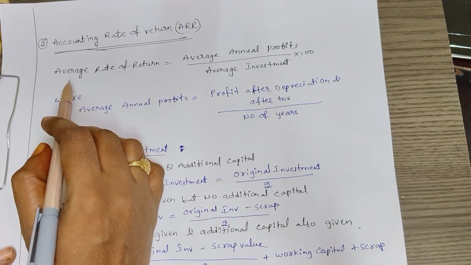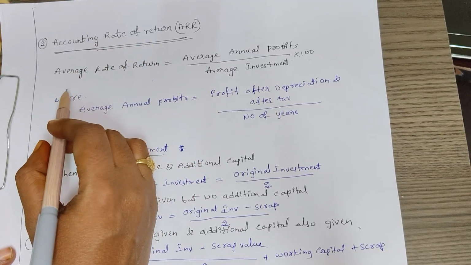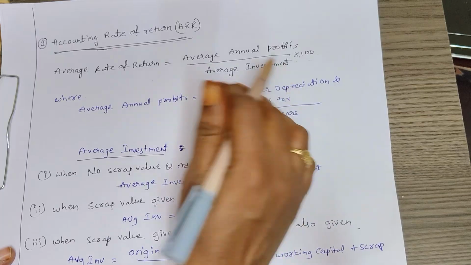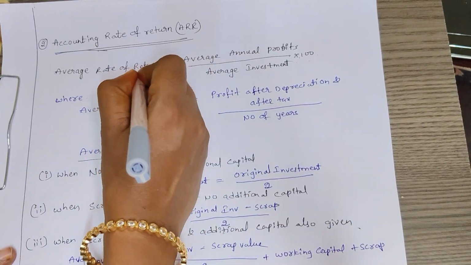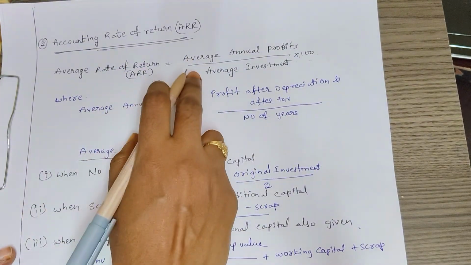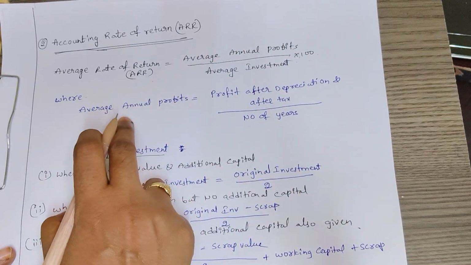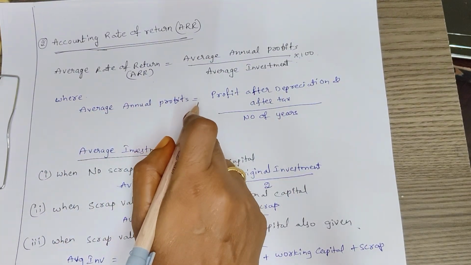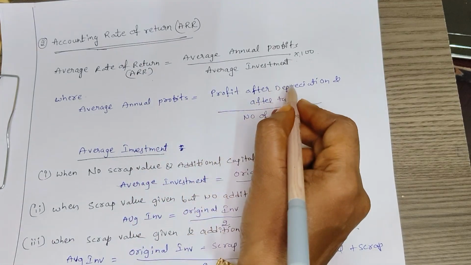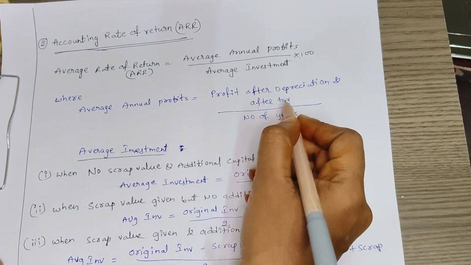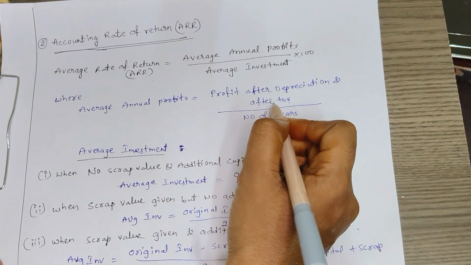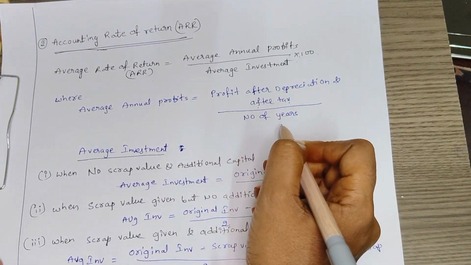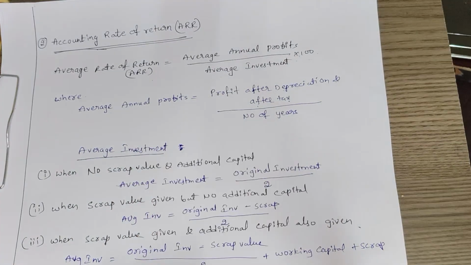Here we have one formula for the accounting rate of return, that is average annual profits divided by average investment into 100. So this is the main formula for the ARR. Average annual profits we need to find out using one more formula. So how to calculate average annual profits? Profit after depreciation and after tax. After deducting depreciation and tax, whatever profit we have, divided by number of years, then you will get average annual profit.